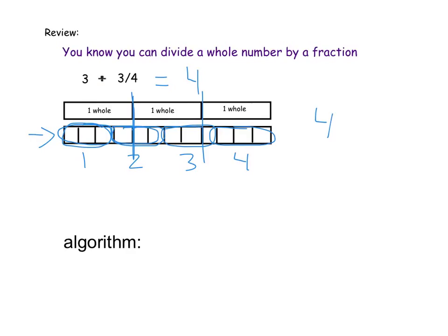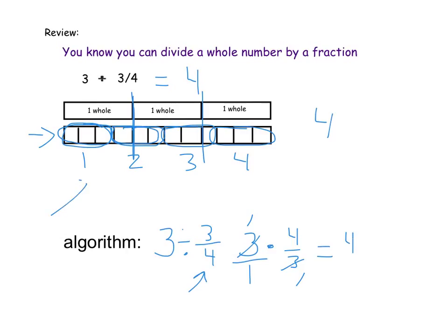Now the algorithm, again, the rule, how we can do this without the model, is we can change it to a multiplication problem. Remember we talked about flipping, or taking the reciprocal of that number, so 4/3. I'm going to change this 3 to 3/1. 3 goes into 3 once, and then we can multiply straight across, so it is 4/1 or just 4. So we can use a model or we can use the rule, the algorithm.